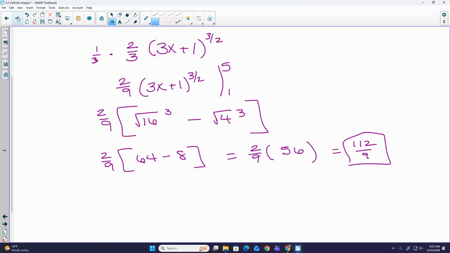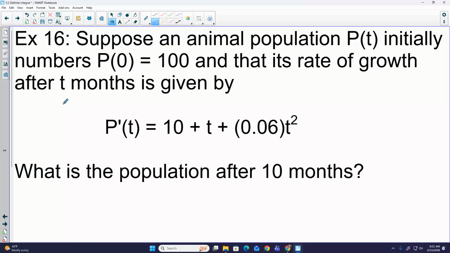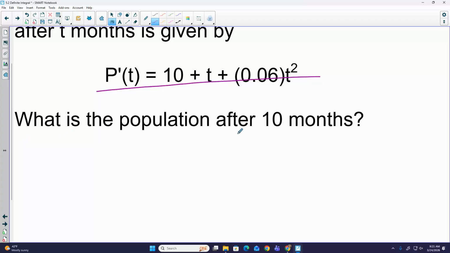Last one for the day. Suppose an animal population initially numbers 100 and that its rate of growth after t months is given by this equation. So that's our population growth. What is the population after 10 months?